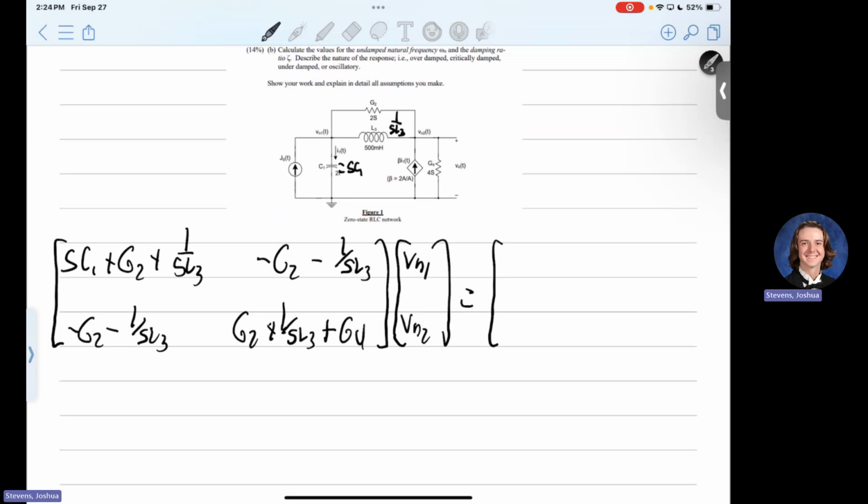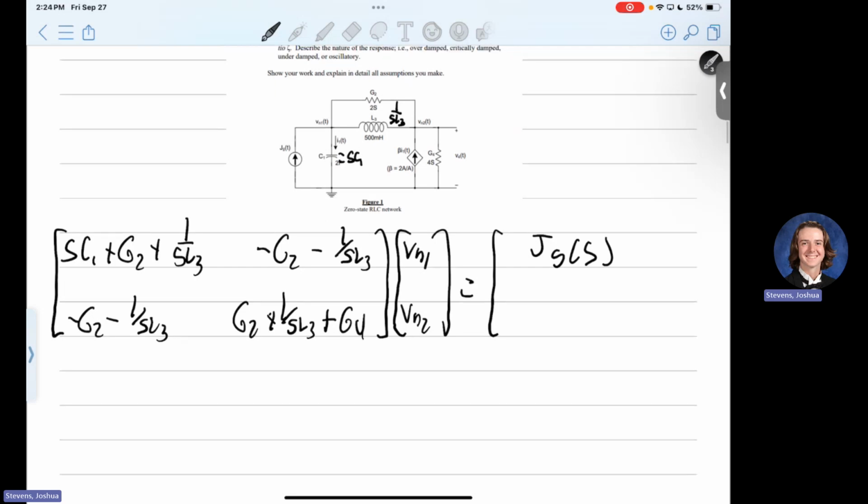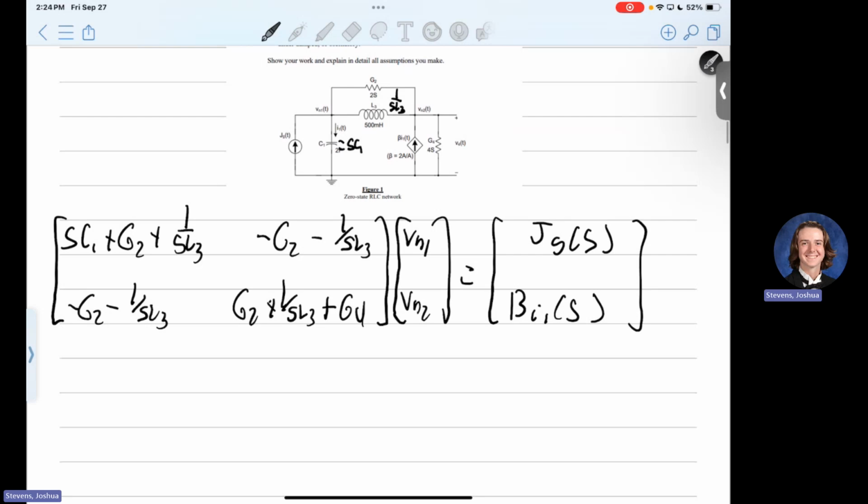Okay. Going into Vn1 is J G. Remember, we're in the S domain. So S. Would you agree? Cool. What's going into Vn2 is beta I1 of S. Is there anything else? Anything else? How are we looking? Any other questions on this? Cool. What is I1?